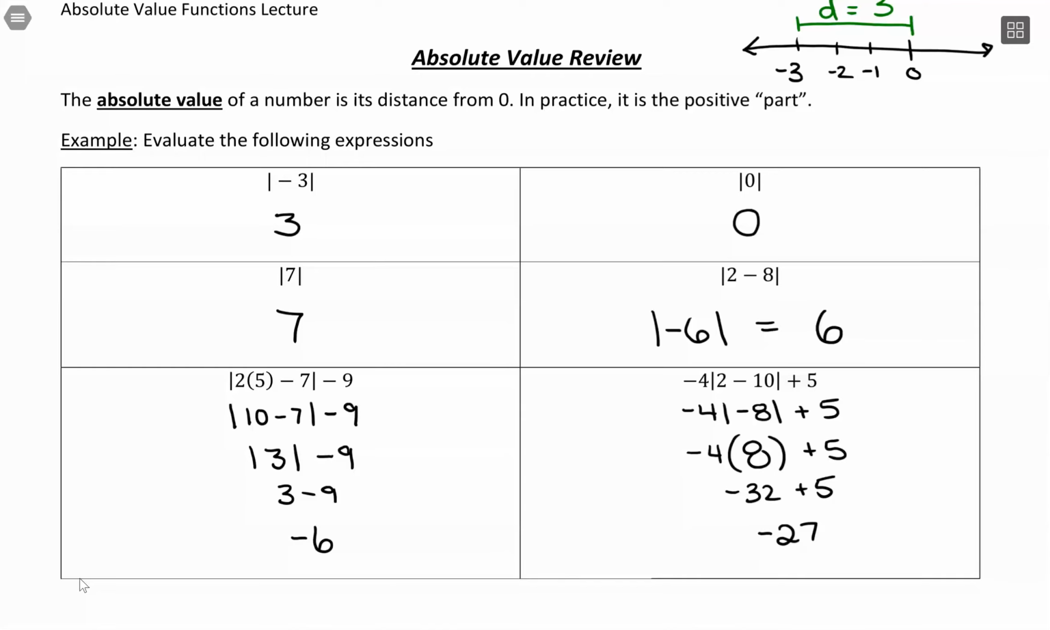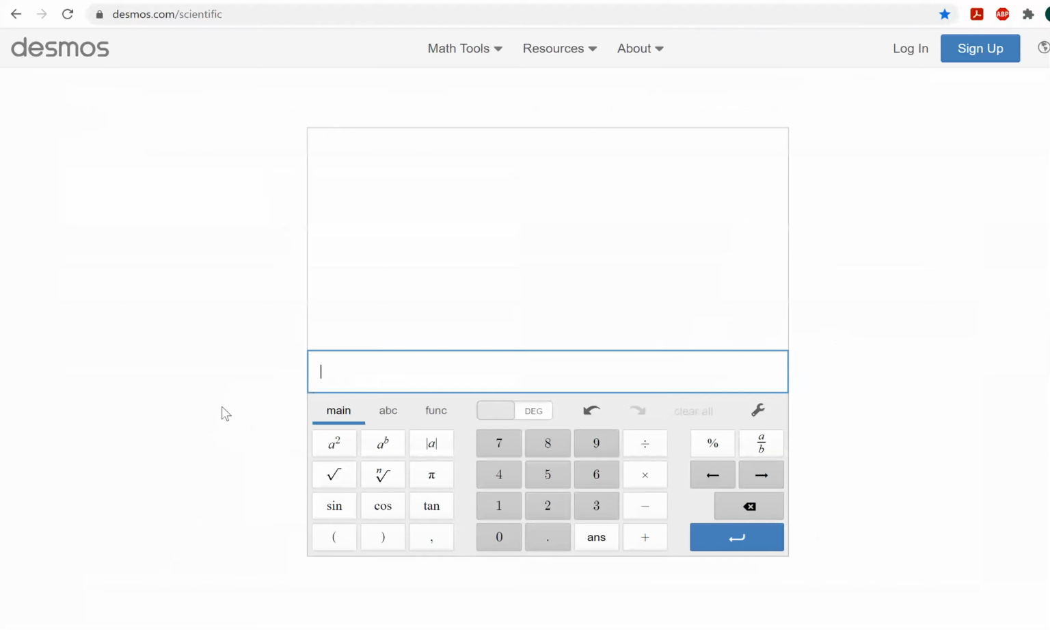And if you want to check your answers with these, Desmos has the absolute value function. You can also find the kind of bars on your keyboard as well. What we could do is type in that -4, and then here next to the a to the b power, it's the absolute value. And inside we could type 2 minus 10. And then to get outside you can just click or hit the right arrow, and then we'll have +5 on the outside, and there's our -27.